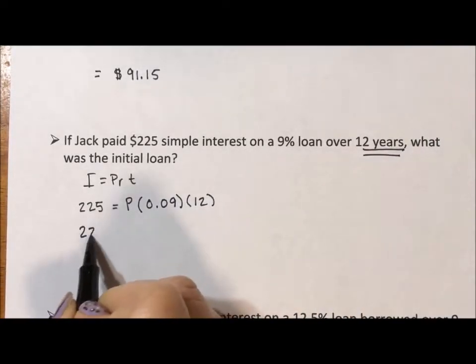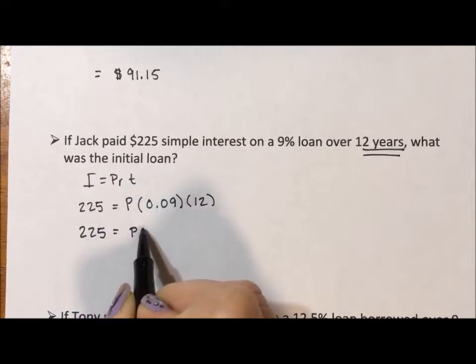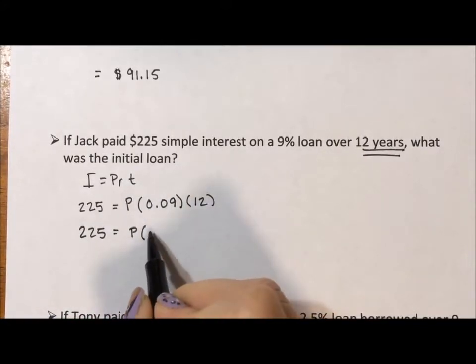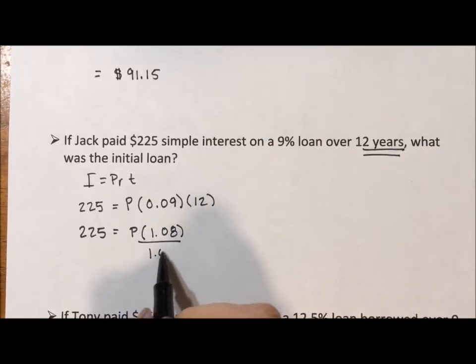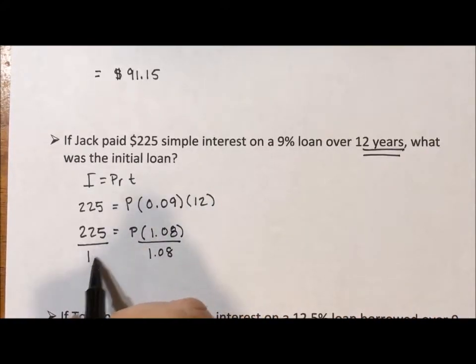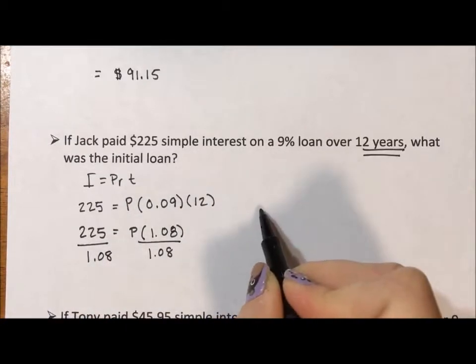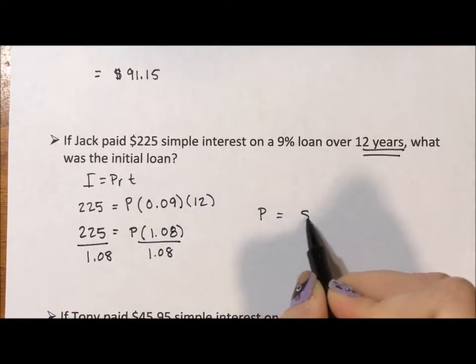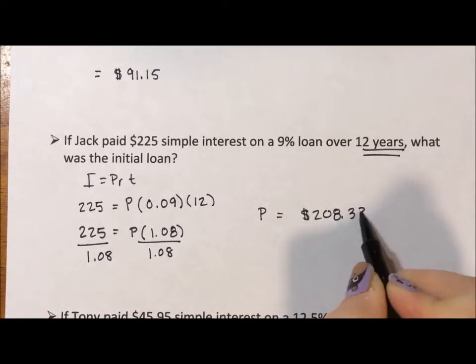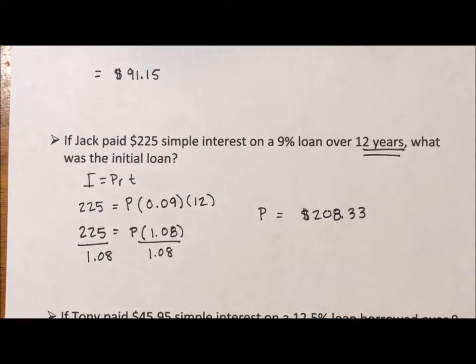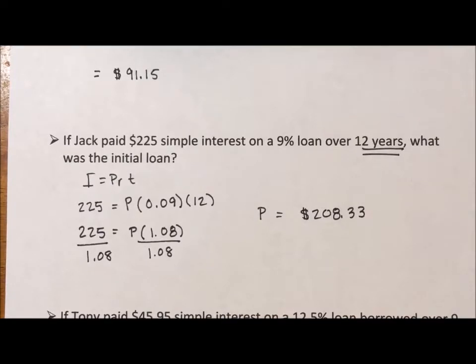If you want, you can multiply this out to get principal times 1.08. That's completely up to you how you do this. You should be getting the same answer either way. And I find out that in this case, the principal is $208.33. It's kind of funny. Way more in interest than what the initial loan was. This is how credit cards work, by the way.